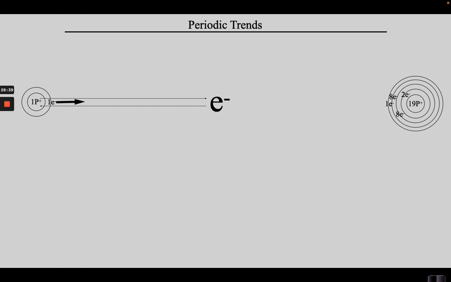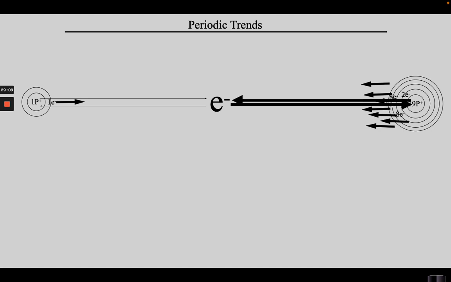We also have my potassium here. 19 protons. That's a lot of protons. These protons are trying to grab that electron, and this electron is like, sounds good. But then we have this whole pile of other electrons. What are those other electrons doing to this electron in the center? They're repelling it. They're like, nope, stay away.